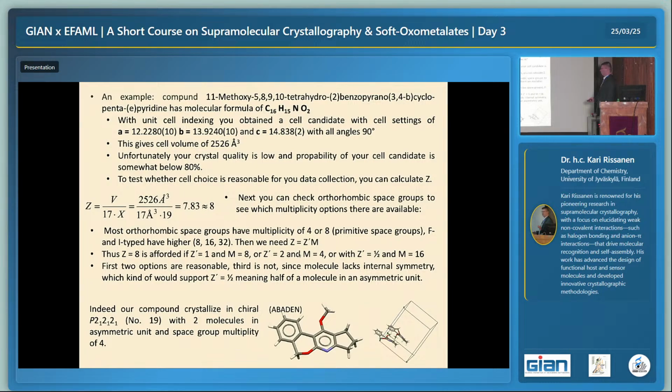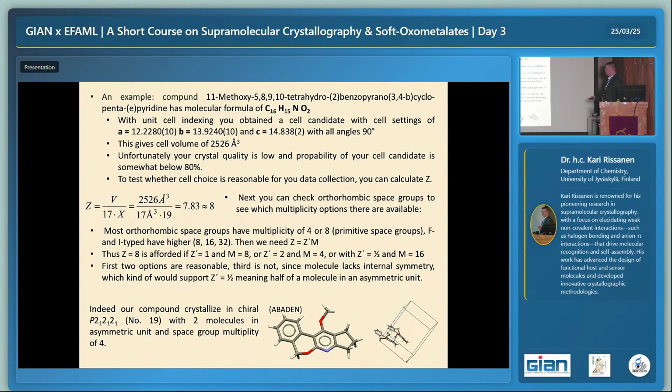Our compound is crystalline. It's chiral. This is our space group number, meaning the symmetry operations. This is chiral. There is no center of symmetry in there. And then it has 2 molecules in the asymmetric unit. So what we calculated, this 8, means 1 molecule, but in this case there are actually 2 times 4 molecules in there. Here you can see the 2 molecules in an asymmetric unit, and when you multiply this by 4, it gives you 8 molecules in the whole unit.